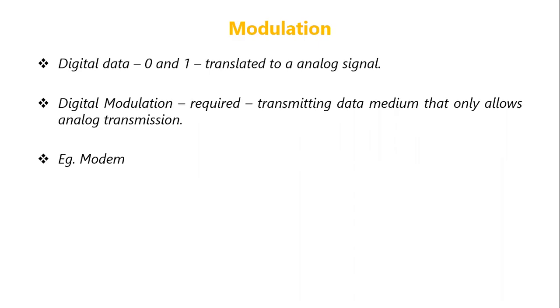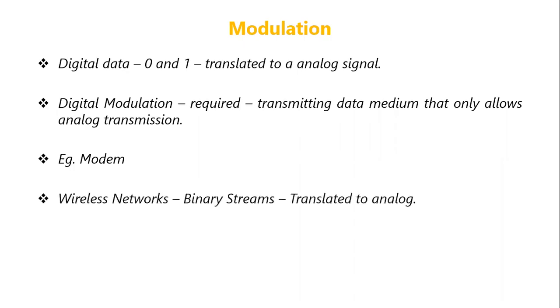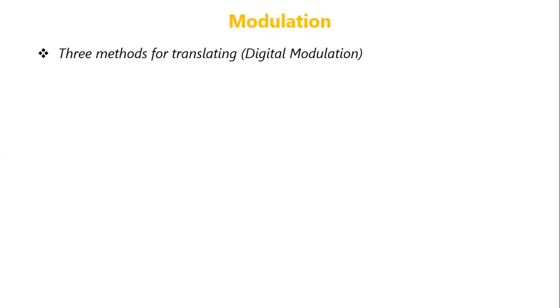Similarly, if you want to transmit any digital data over a wireless medium, first it should be converted to analog form. There are basically three methods of converting the binary streams to analog format. These methods are amplitude shift keying, frequency shift keying, and phase shift keying. Using any one of these techniques, a digital signal can be converted to an analog signal.